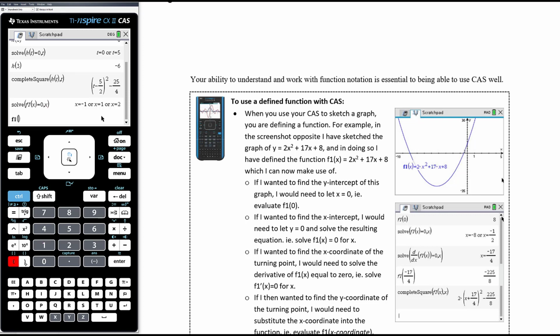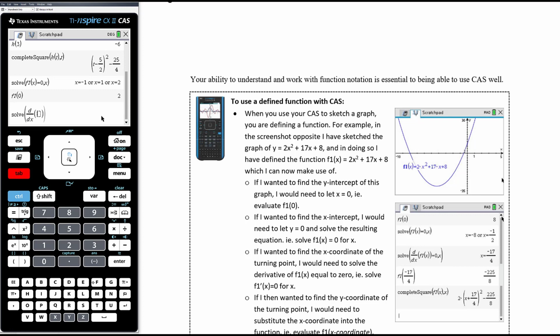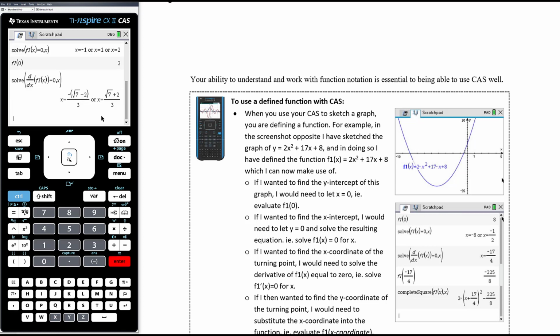I'm going to work out f1 of 0, substituting x equals 0 into the function to find the y-intercept of that graph. I'm going to solve, and this is a bit of a way off, we'll talk about this algebra later in the year, the derivative of f1 of x equal to 0 to find the x values of the turning points. I'm going to substitute those values back in. So f of, for example, root 7 plus 2 over 3.